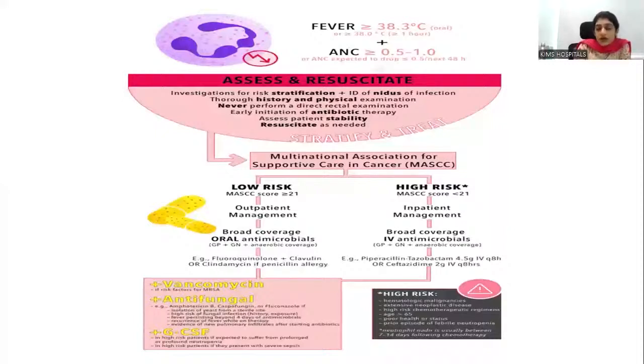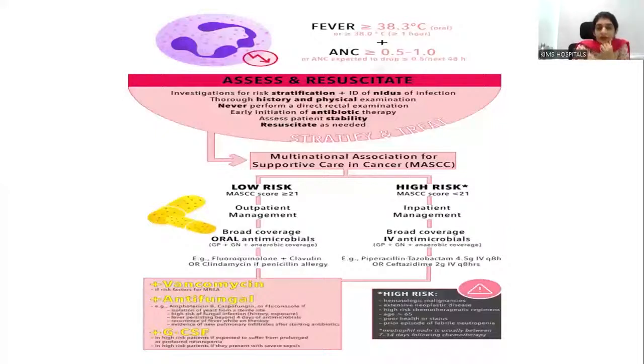You should start off with broad coverage oral antimicrobials, which generally cover gram-positive, gram-negative, and anaerobic coverage, like fluoroquinolones plus Clavulin, or clindamycin if penicillin allergy. Later, based on clinical symptoms, if you're suspecting there is an MRSA, then you can give vancomycin or any antifungal. This is if the fever is still persistent after a few days of initiating this treatment. And then if there is still neutropenia, based on the chemotherapy regimens and a number of things, you can take into consideration giving GCSF.